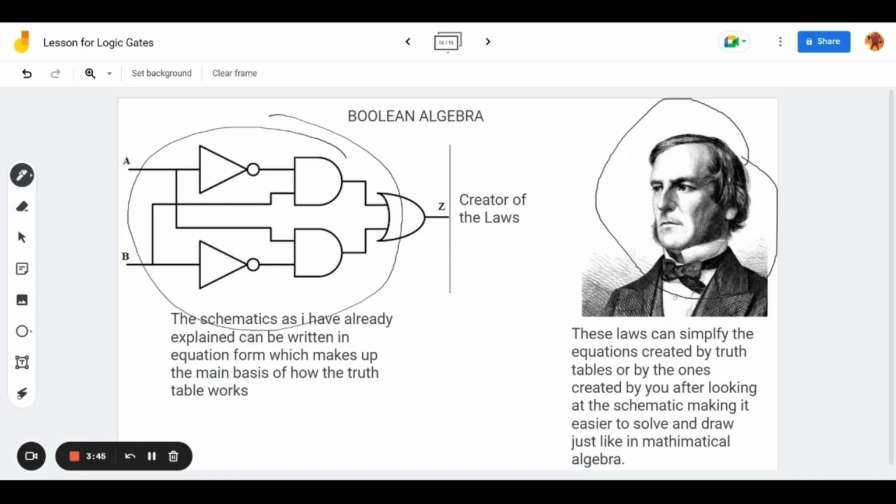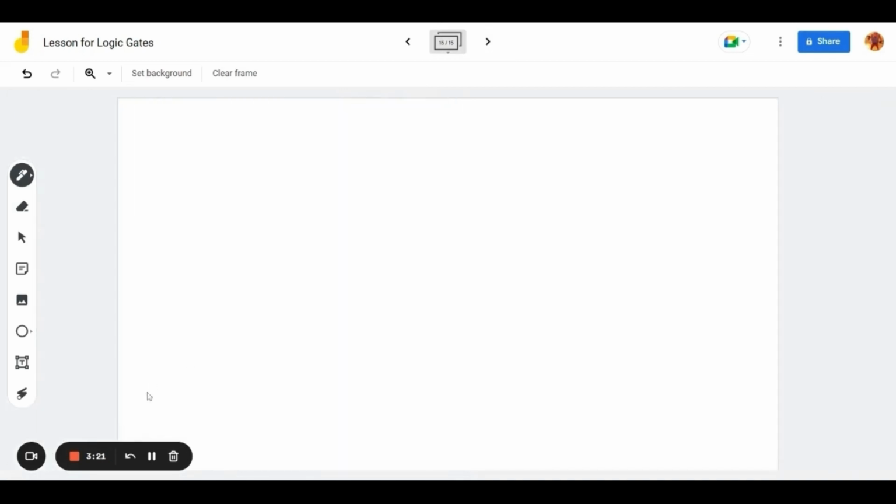Just like mathematical algebra, where we use math to solve the algebraic equation and make it simpler so we could plot it on a graph, the same thing applies here. We make the schematic equation even simpler so we can easily draw it, as it's done here. Let's start. The first law we're going to be talking about is called the identity law. Let's write it down right here.